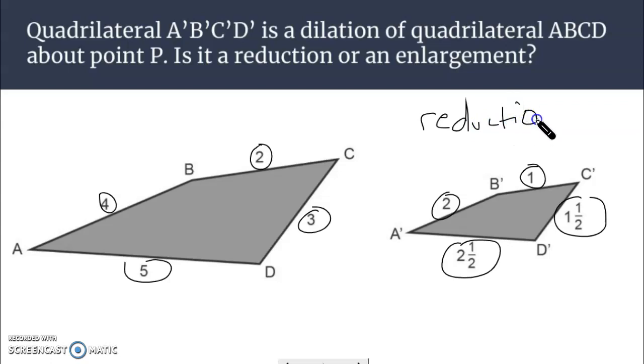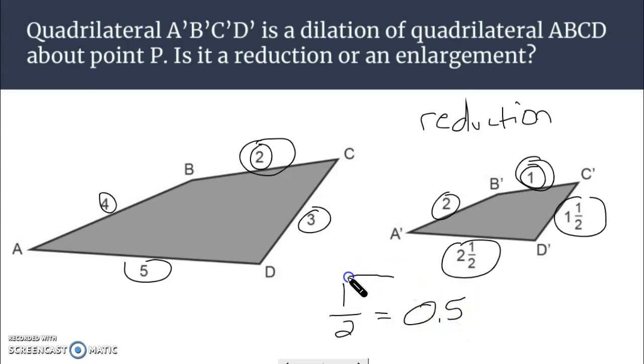And we can actually figure out by how much it got smaller by taking one of the values from the second image and dividing it by the first. 1 divided by 2, or 0.5, either way you look at it. That's the scale factor that it was reduced by. So the second image is 1/2 the area and the measurements of the first image.